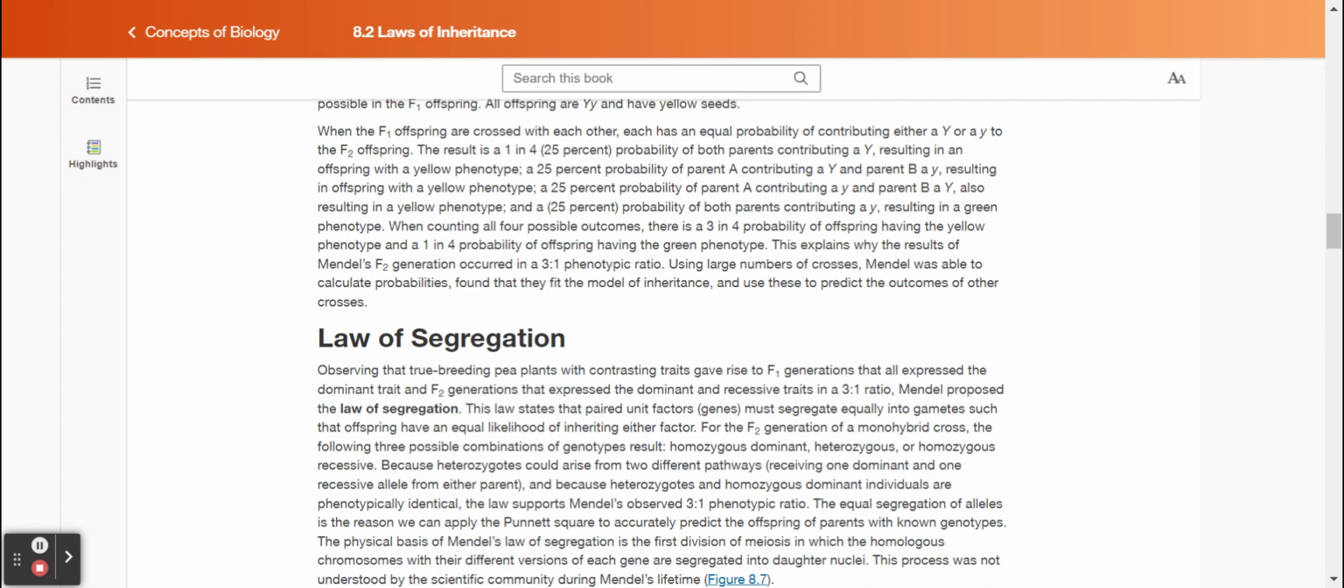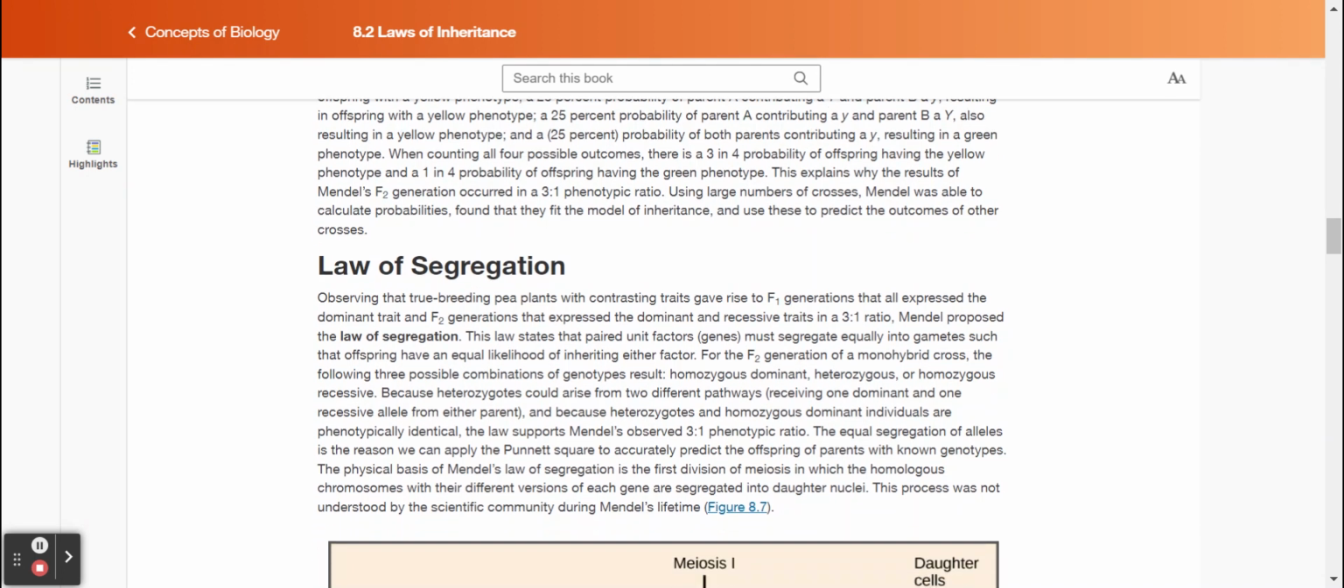When counting all four possible outcomes, there is a 3 in 4 probability of offspring having the yellow phenotype and a 1 in 4 probability of offspring having the green phenotype. This explains why the results of Mendel's F2 generation occurred in a 3-to-1 phenotypic ratio. Using large numbers of crosses, Mendel was able to calculate probabilities, found that they fit the model of inheritance, and used these to predict the outcomes of other crosses.